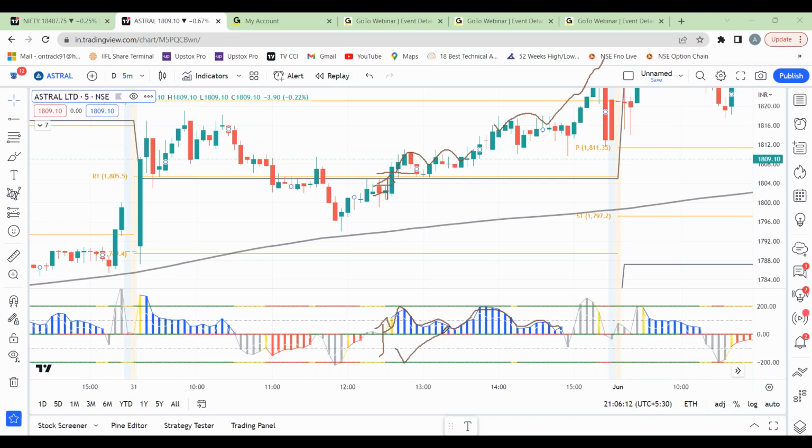Check for a signal on Woodies. Confirm if the stock is above the 200 moving average. Take an entry on a buy candle and you keep riding the up move.